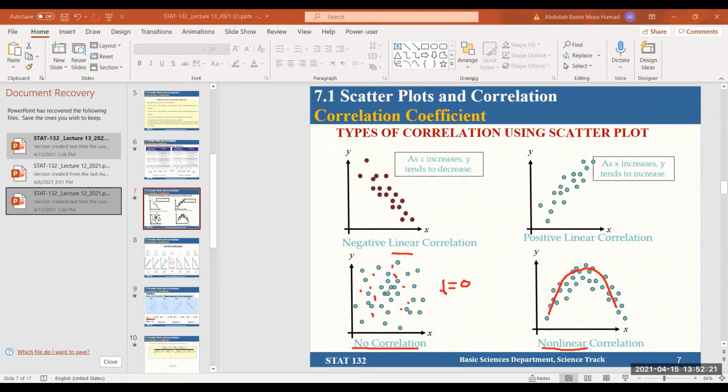Clear? Clear. Here it is clearly decreasing: X increases, Y decreases. Here X increases, Y also increases, so it is a positive linear relation. And this is negative. This is non-linear; actually, this is a curve. Let's see another example.